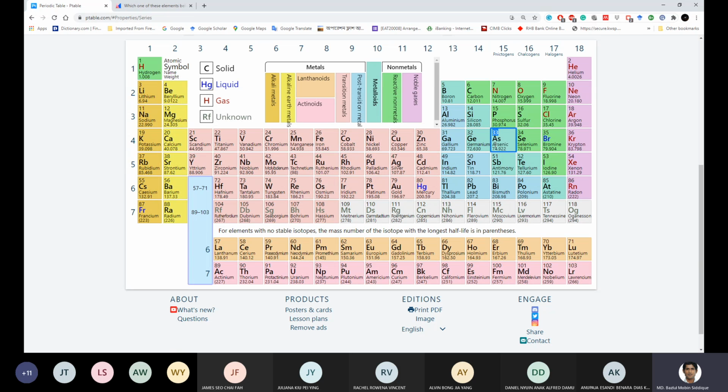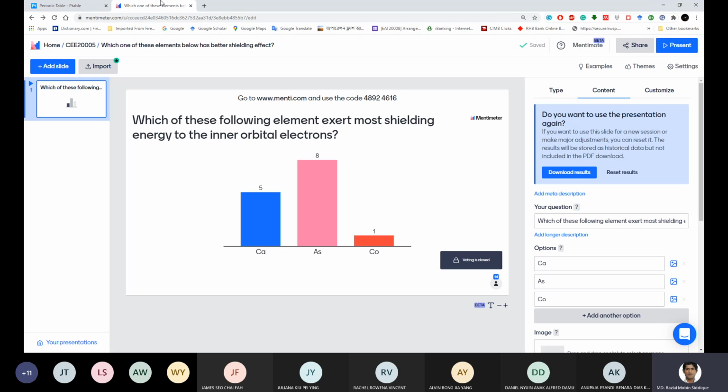The inner shell electrons will provide more shielding to the outer shell electrons, because it has more electrons, right? So since arsenic is bigger and has more electrons, it will have more shielding effect. So how many of you have chosen the correct one? Yes, most of you have chosen the correct one.